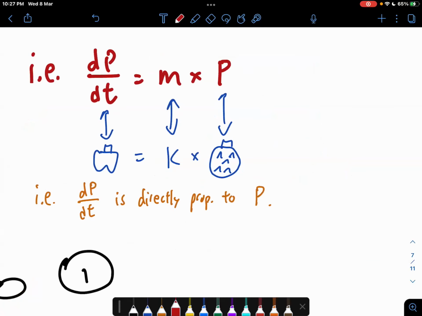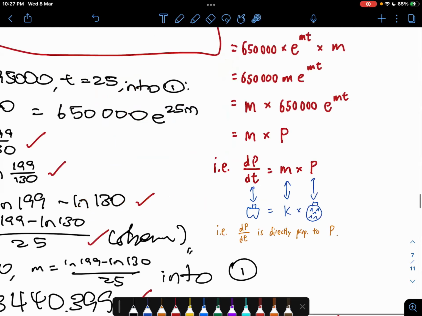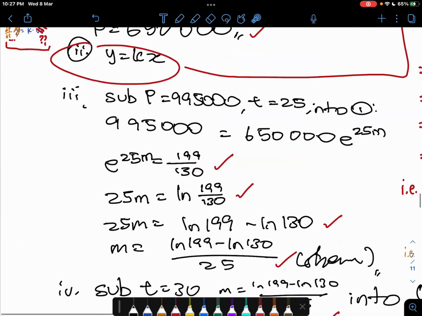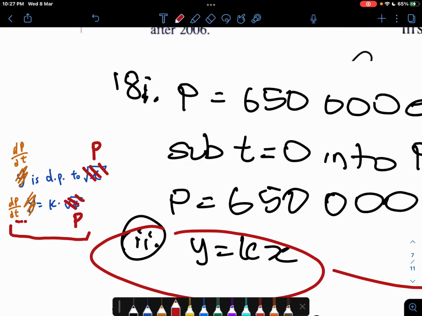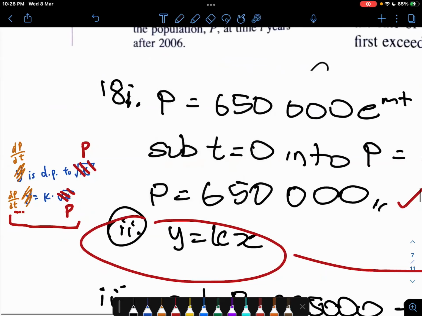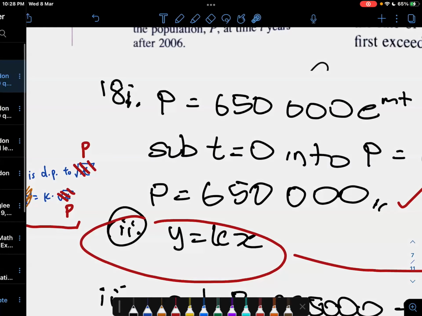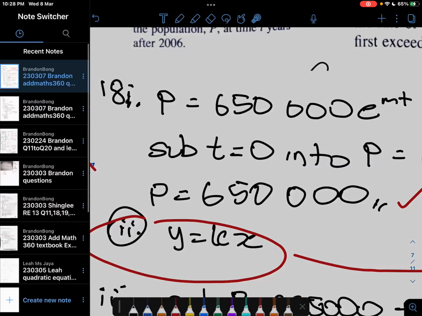Oh, they actually didn't ask for the question mark. They already told you the answer is P. Sorry, this wasn't a question mark. This was already revealed to you as P, at the beginning. Sorry, I said wrongly. I thought they were asking for this, but no, they already told you the answer is P. So they're just asking you to show dP by dt equals k times P. Can understand the question? Okay, good.